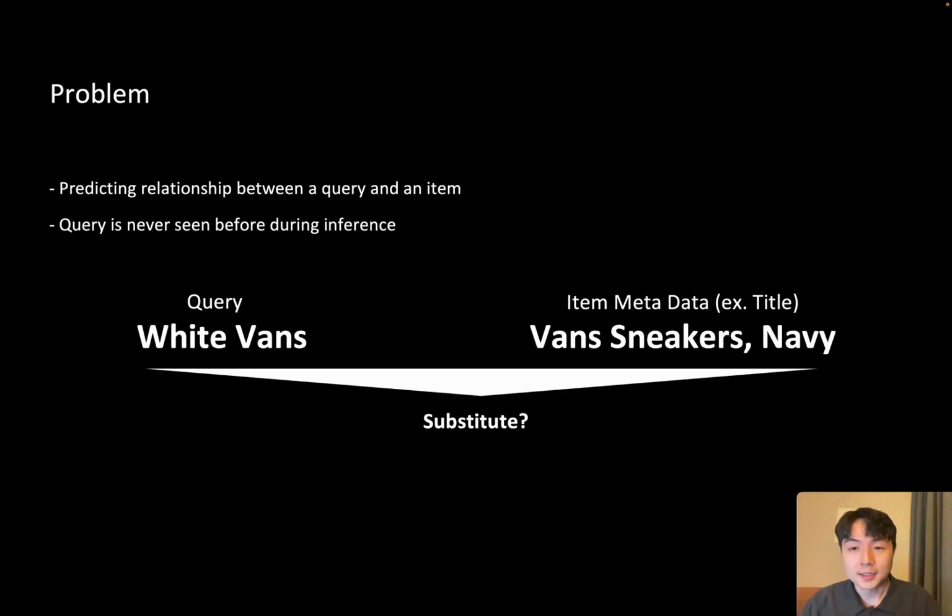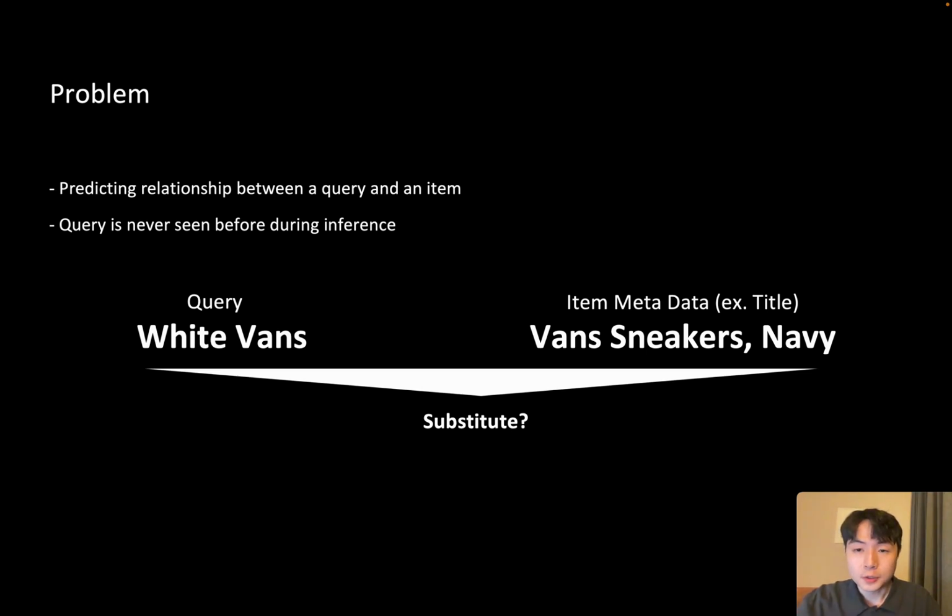This year's KDD Cup presents the problem of having to predict the relationship between user search queries and shopping items. As shown in the diagram below, if a user search query is white Vans and the item name is Vans sneakers, navy, we had to classify whether the query and item were in a substitute relationship or not.